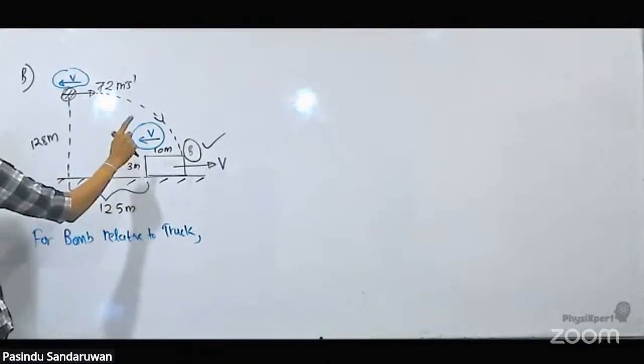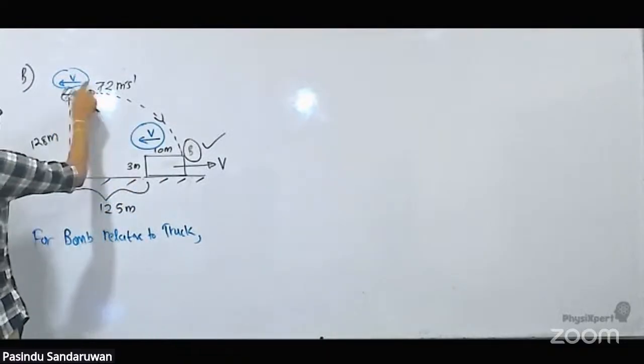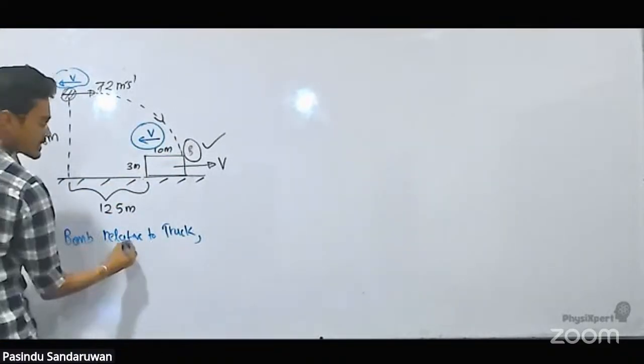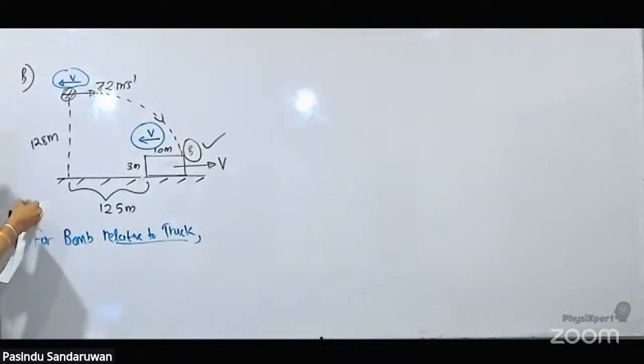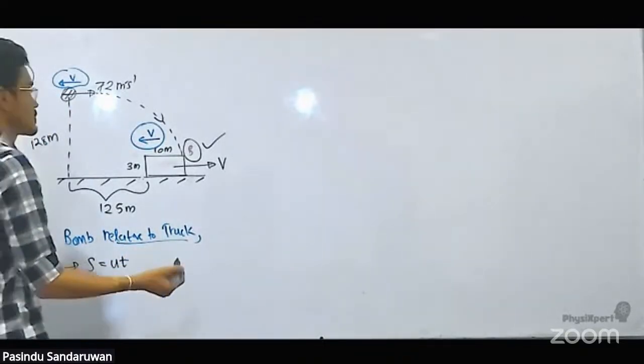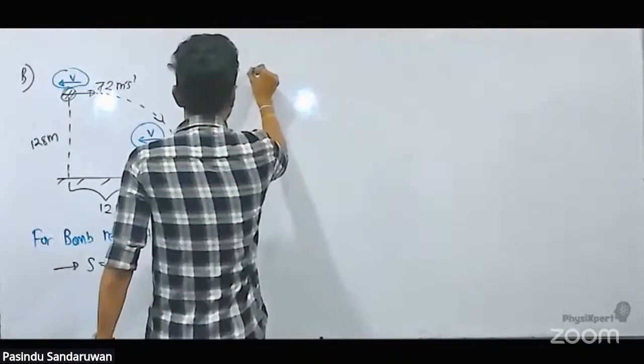Then if this is at rest, if the bomb travels from here to here, it hits, no? If this is at rest, then relative to truck, truck is at rest now. Then apply S equals ut considering this motion. But for that, first of all, we need t. Let me find t first.